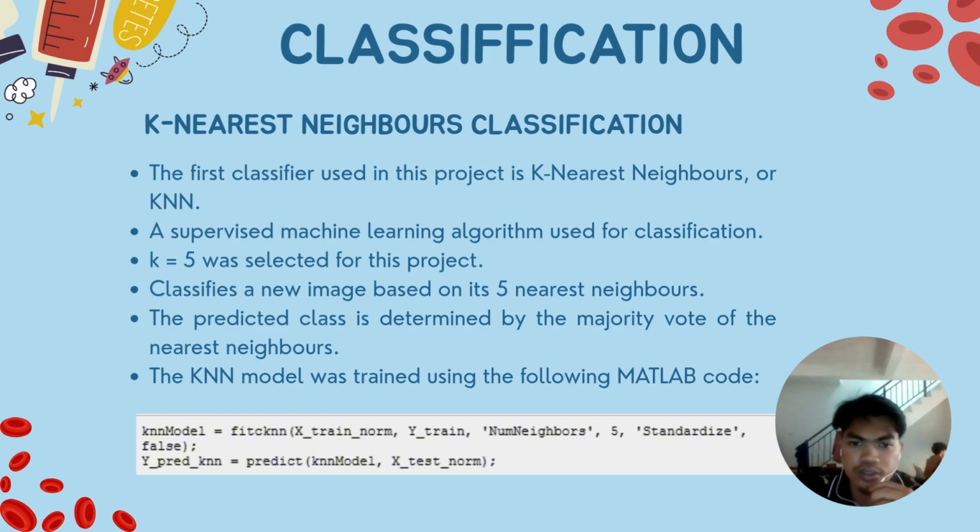The first classifier used in this project is K-nearest neighbors, or KNN. Hyperparameter K equal to 5 was selected for this project. It classifies a new image based on its 5 nearest neighbors. The predicted class is determined by the majority vote of the nearest neighbors. The KNN model was trained using the following MATLAB code that is shown in the slide.